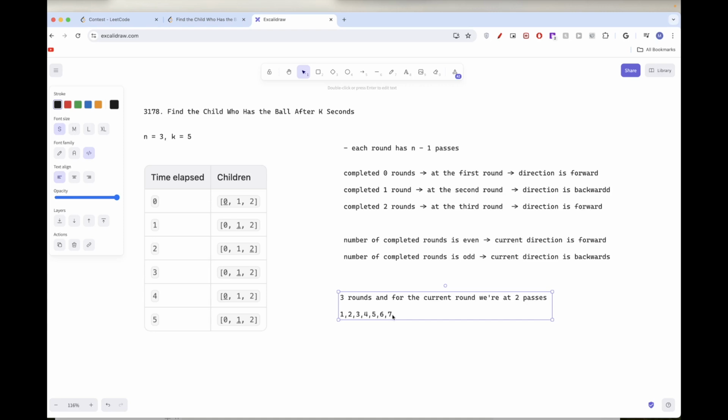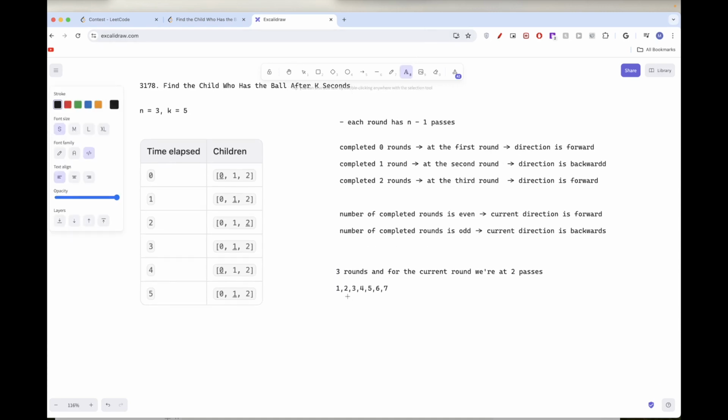Now, as I said, depending on which direction we are at, we can tell if we should count from the left or count from the right. Okay, so if the direction is forward, that means we need to count from the left. Okay, now if the direction is backwards, that means we need to count from the right.